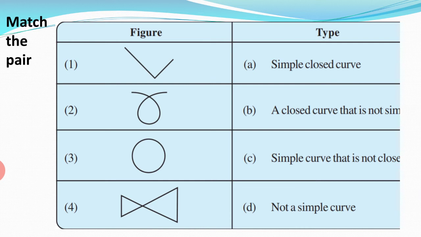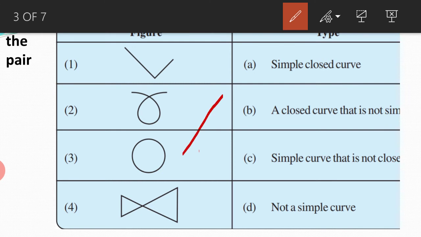Now the first is A, simple closed curve. Which figure will coincide with this definition, children? So of course, no doubt you will say that third one. A closed curve that is not simple. A closed curve, out of these four, which is the closed curve? The fourth one, and it is not simple because boundary is crossing. I told you, if it is made up of line segments, then also it is termed as curve. Are you getting? A simple curve that is not closed.